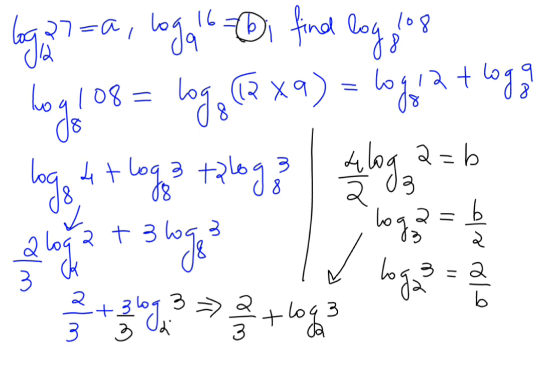Let's put this value over here. So this comes out to be 2 by 3 plus 2 by B, which eventually comes down to 2 multiplied by B plus 3 upon 3B. Okay, so I hope you're understanding how you can correlate.